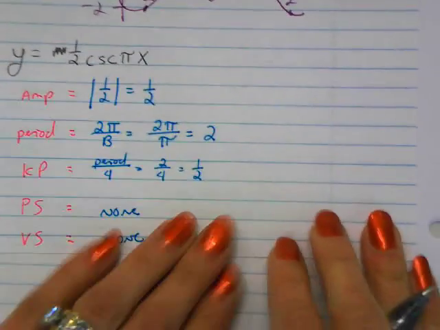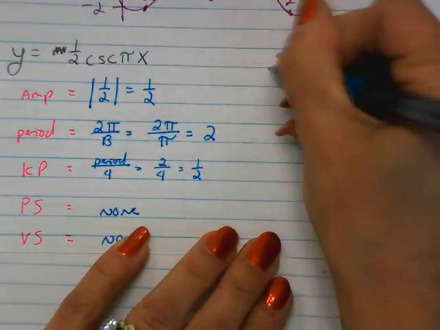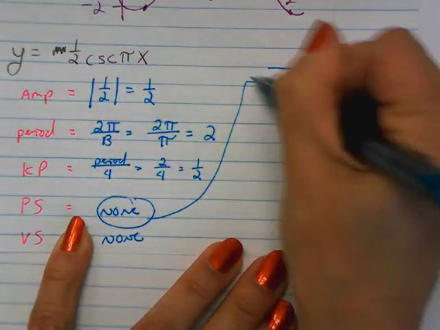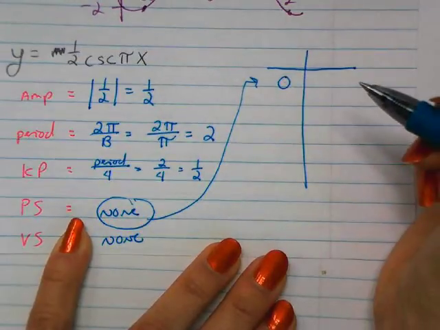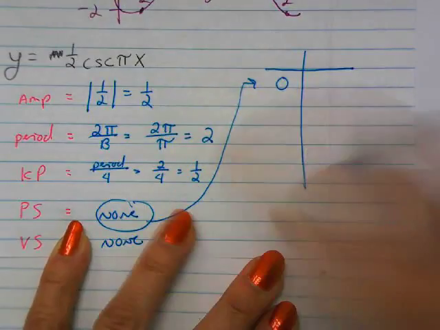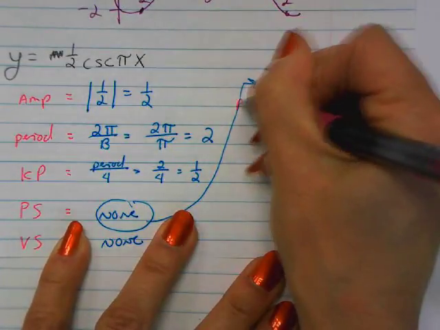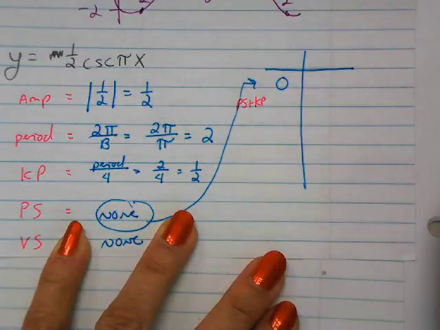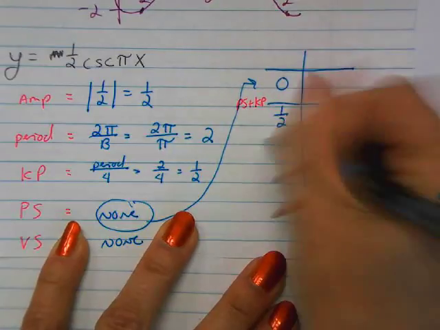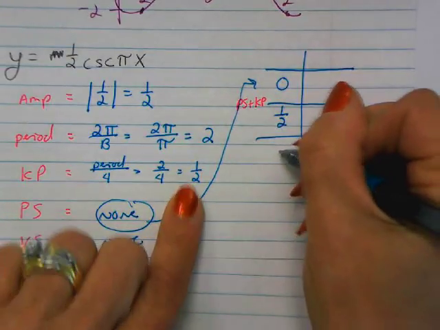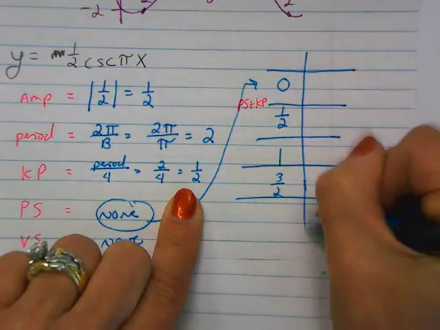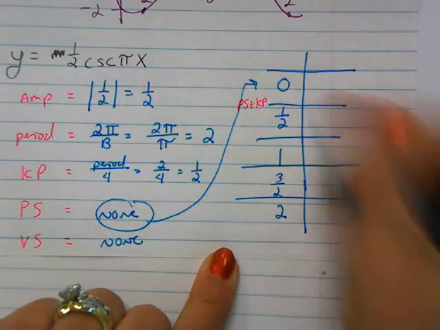Alright, we are now ready to come over here and make our table. I start with my phase shift, but I have no phase shift, so I'm going to start at 0. And what am I adding each time? I'm adding a key point. So this is always phase shift plus key point. So I get 0 plus 1/2 is 1/2. 1/2 and 1/2 is a whole. 1/2 and a whole is 3/2. 3/2 and 1/2 is 2, and I've got my 5.